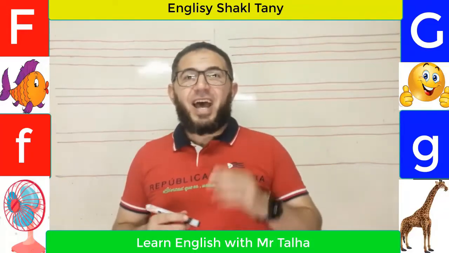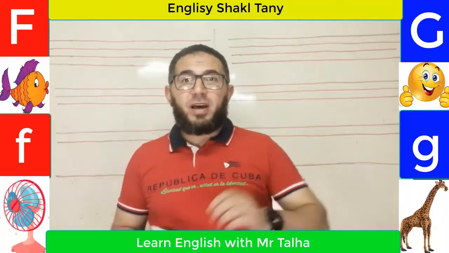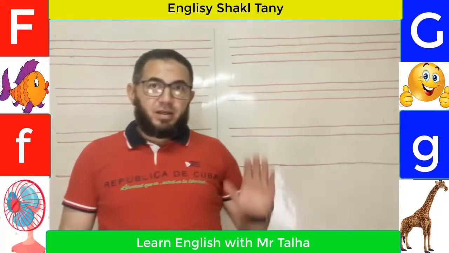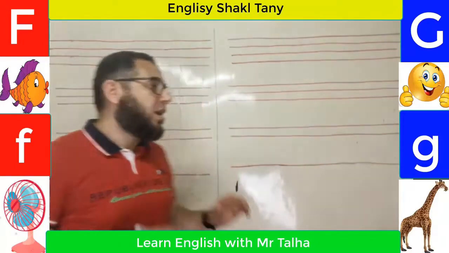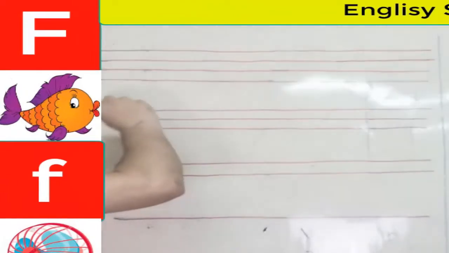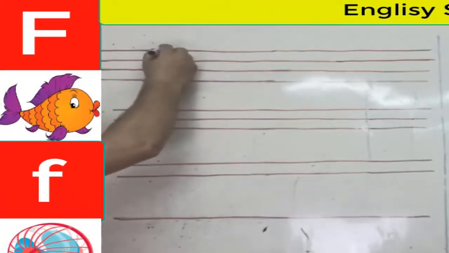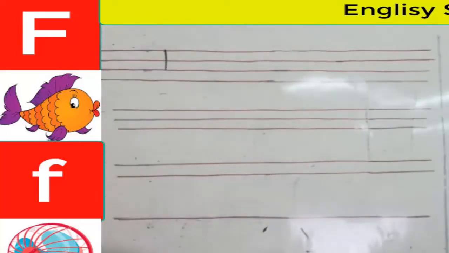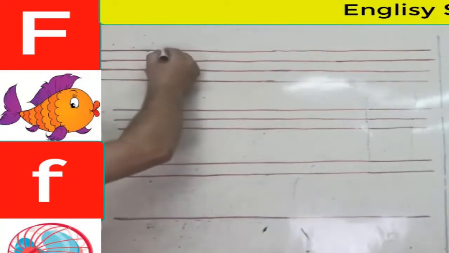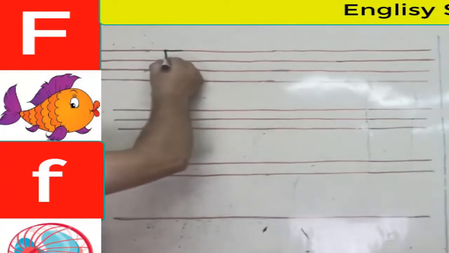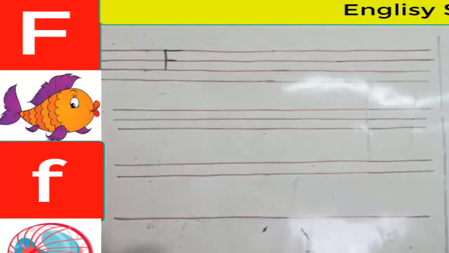Now, let's learn how to write the letter F on the four lines, the three lines, the two lines, and only one line. So let's start with the four lines. When we write F on the four lines, we start at the top, on the first line, and we must go down to the third line. Then we make a sleeping line like that and another sleeping line like that on the second line. It's called F capital.